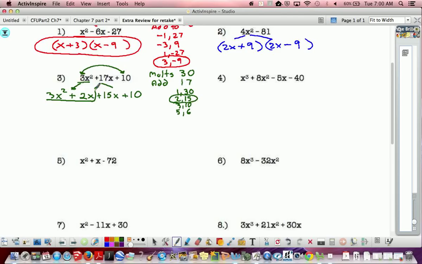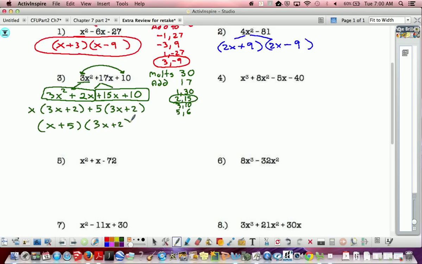So I take the first 2 terms, and I ask myself, what do they share? They share an x. When I pull out the x, I'm left with 3x plus 2. When I take a look at the last 2 terms, I do the same process and I ask myself, what do they have in common? 15 and 10 share a 5, leaving me 3x plus 2. So now, if you look at it, I have x sets of 3x plus 2's, and I'm adding 5 more sets of 3x plus 2. So I have a total of x plus 5 sets of 3x plus 2's.